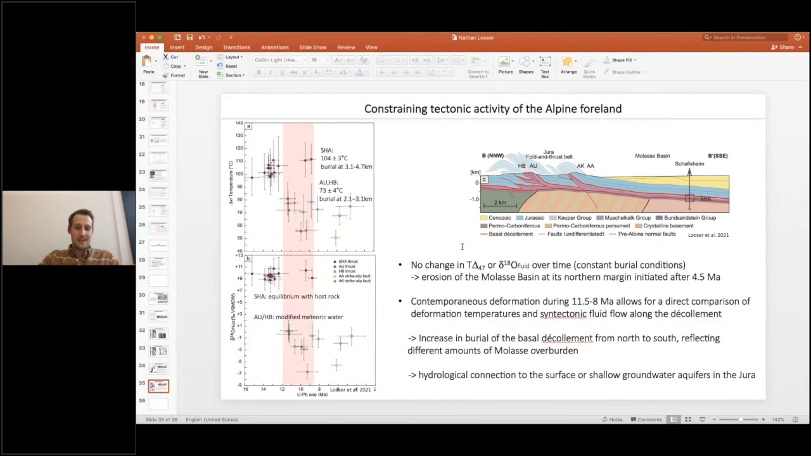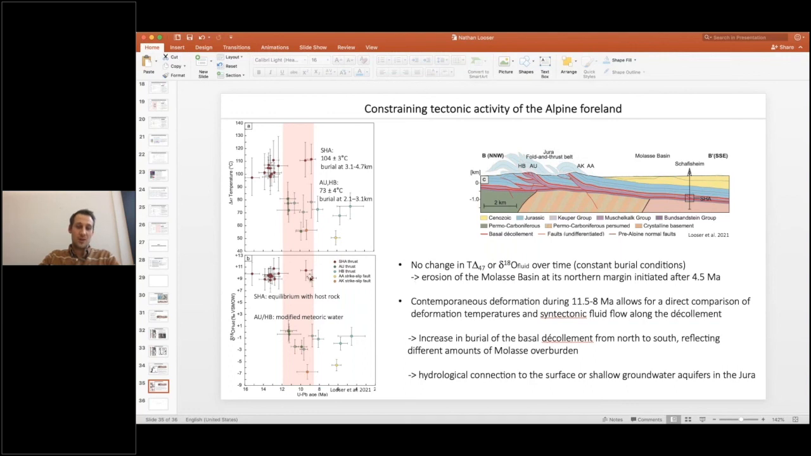So the last slide on that, what can we say about the burial conditions? So what we see, that's the clumped isotope data. At Schafisheim, we see temperatures of 104 degrees throughout the whole phase of deformation. And in the Jura Mountains, we see at the same stratigraphic interval thrusting taking place at only 70 degrees, 73 degrees.